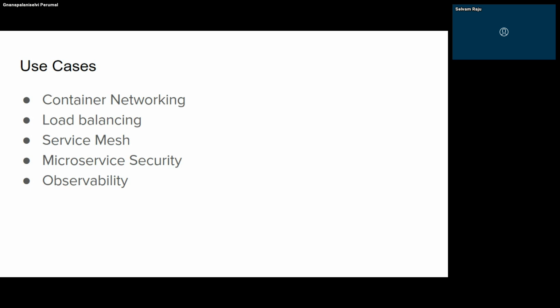Recently, they introduced a sidecar-less service mesh solution for Kubernetes clusters, which reduces the latency and improves the performance compared to the other service meshes available today in the market. For example, Istio or Linkerd, which operate with a sidecar proxy.